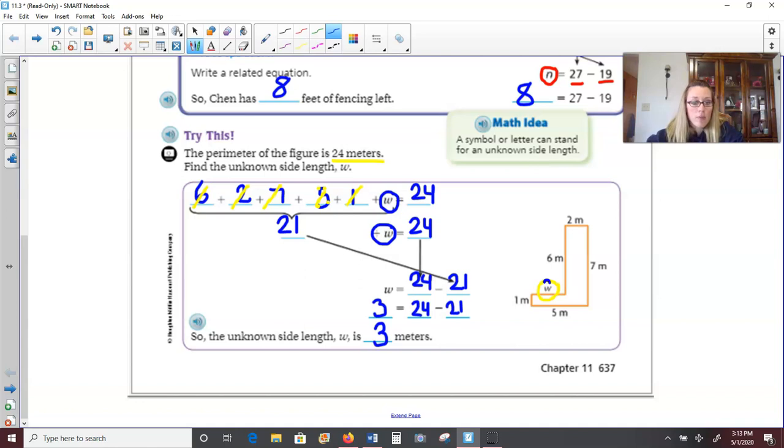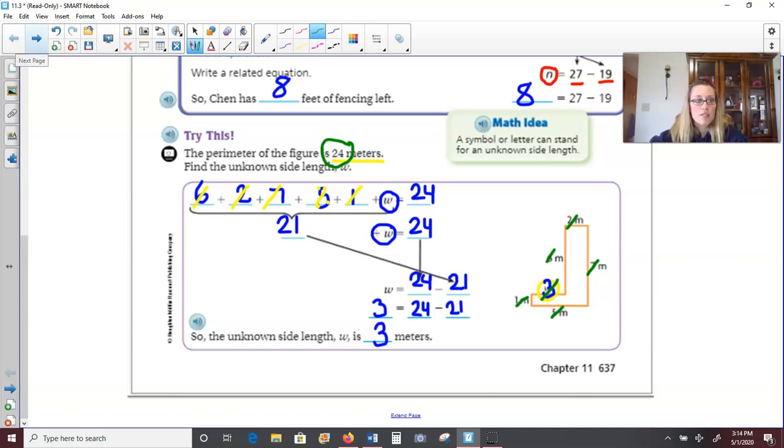And so if we put a 3 in here for W, we can practice adding these all up, and we should get 24. So let's do 3 plus 7, which is 10, plus 5 is 15, plus 1 is 16, plus 6 would be 22, and 2 more would be 24. So our perimeter adds up to be 24, which is what they told us it was in the first place.